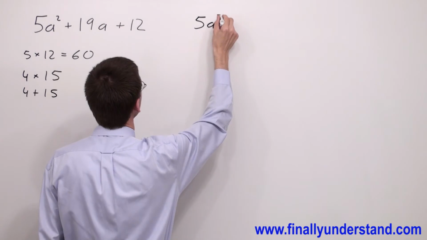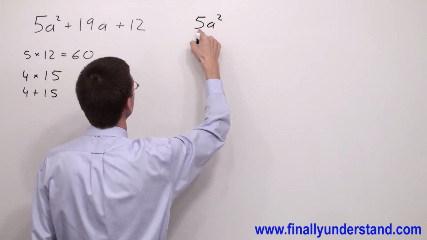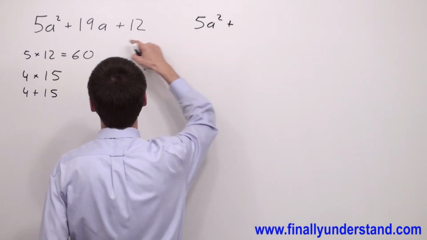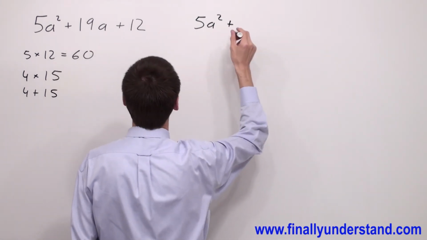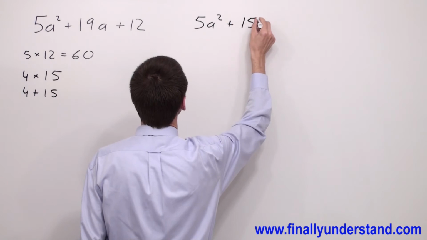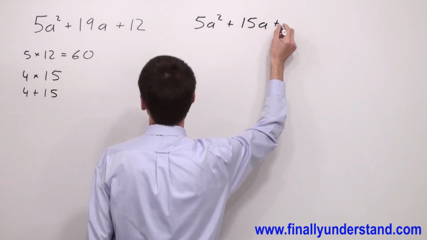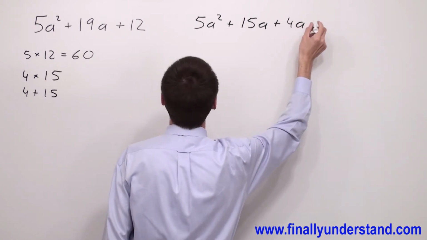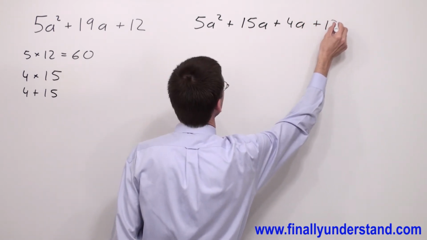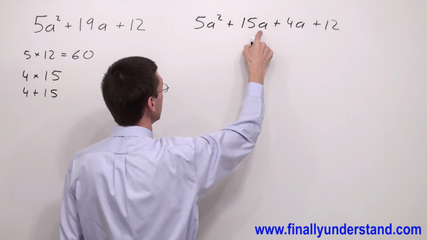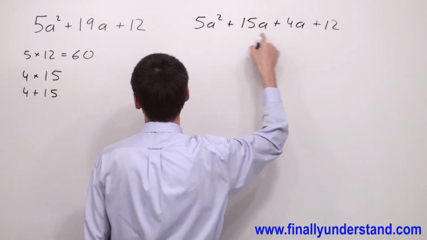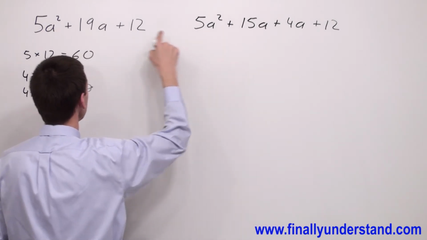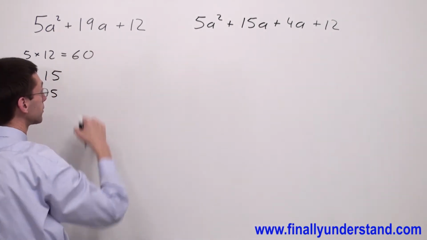in this way: 5a squared, plus, now instead of 19a, I'm supposed to write 15a plus 4a plus 12. 15a plus 4a is equal to 19a. So this expression is equal to this expression.